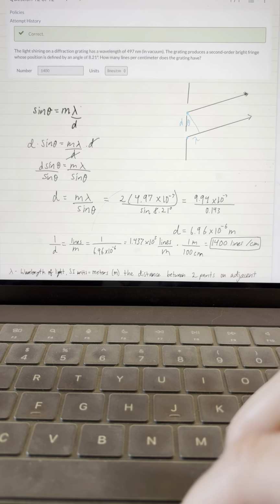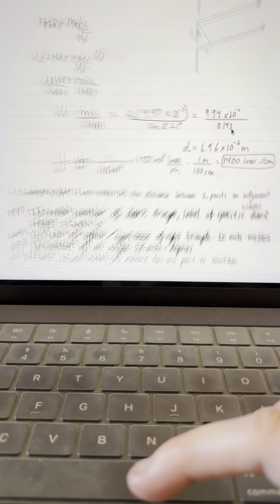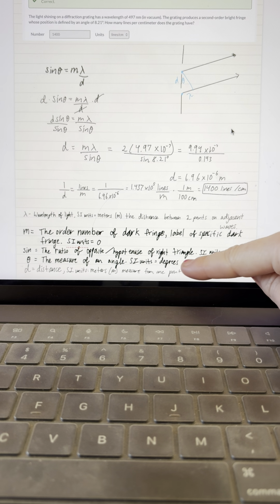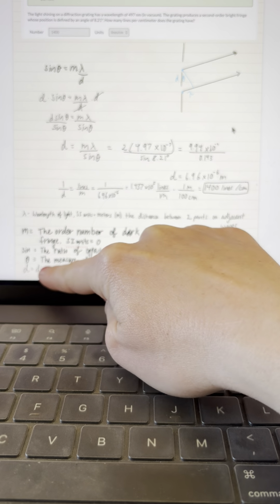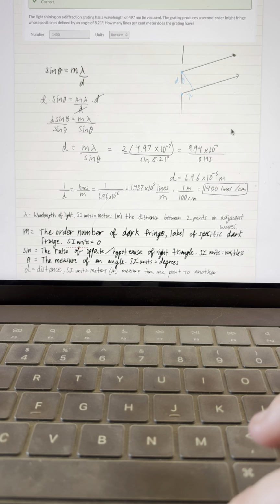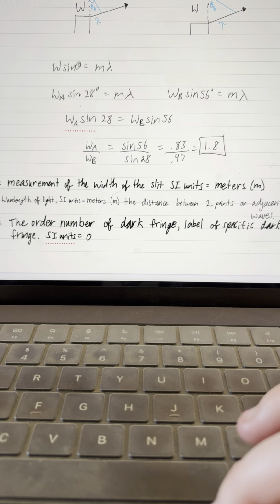Also, before I forget, I have it in this bottom problem: the sine is the ratio of opposite to hypotenuse in a right triangle. Its SI unit is unitless. And then theta is the measure of an angle. Its SI unit is degrees. Just to explain that in more detail.